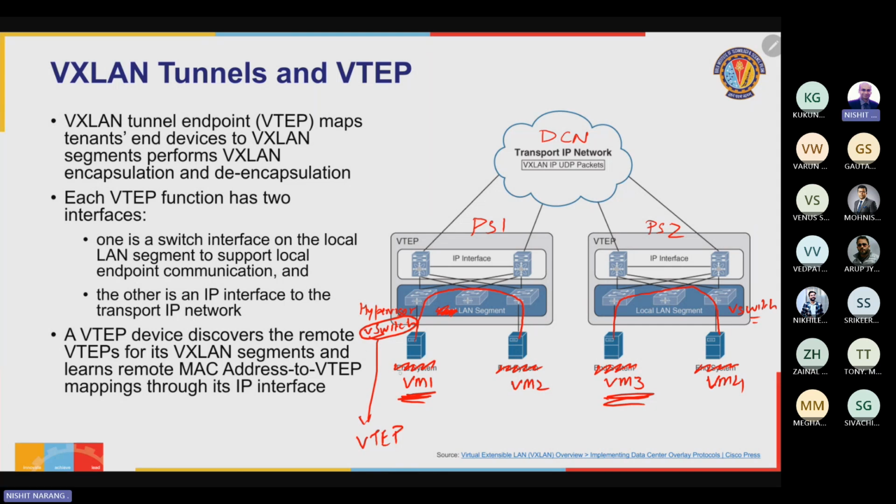So VM1 sends a frame with destination VM3. The vSwitch in the hypervisor, which also acts as a VTEP, will do the VXLAN encapsulation function and send it over the underlay data center network. The data center network will naturally route the traffic towards the destination VTEP. The destination VTEP will decapsulate it. That destination VTEP will be the vSwitch in the destination hypervisor. It will decapsulate it and give it to the VM.